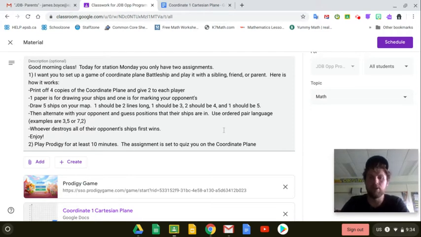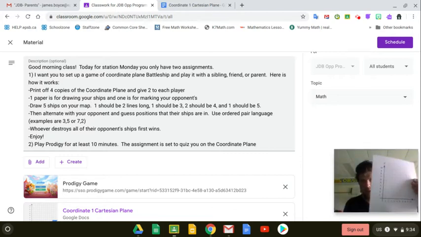This is a game I want you to play with a sibling or a friend or a parent. I've attached these coordinate planes. I'd like you to either print them off or just take a piece of paper and draw a 10 by 10 grid. So the x-axis, the horizontal, is 10, and the y-axis is 10.